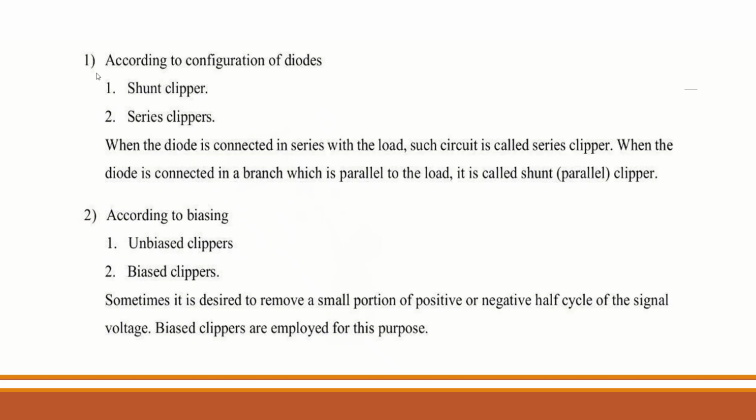The broad classification of clippers is shunt clippers and series clippers. According to the voltage source applied, that is according to biasing, clippers are again classified into unbiased clippers and biased clippers. Biased clippers means if you are applying any battery source, that type of clipper we name as a biased clipper. Sometimes it is desired to remove a small portion of a positive or negative half cycle of the signal voltage. Biased clippers are employed for this purpose.